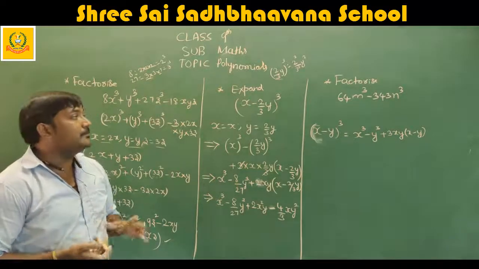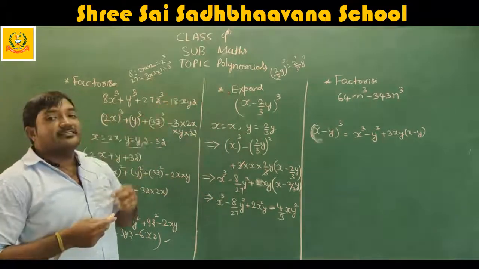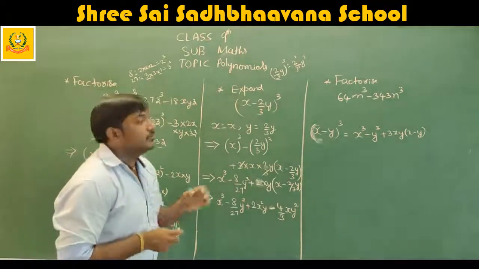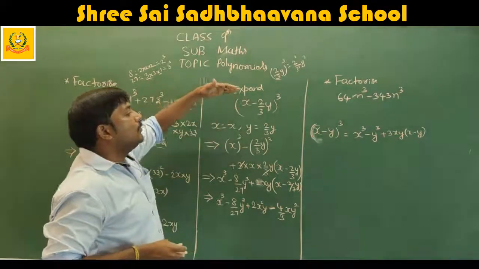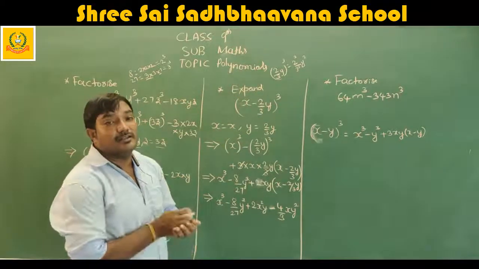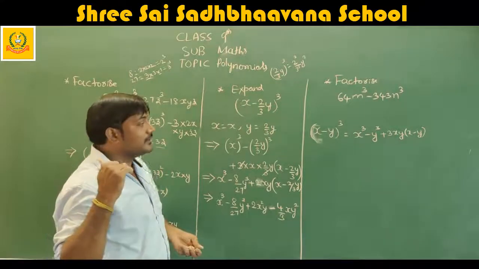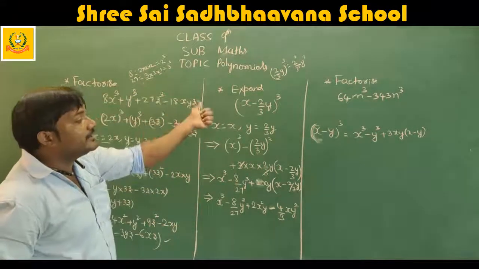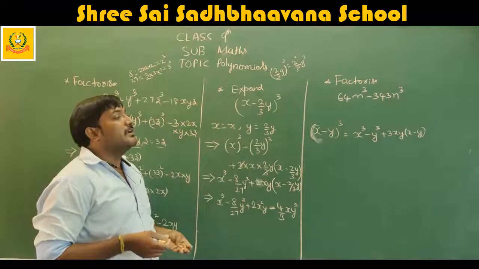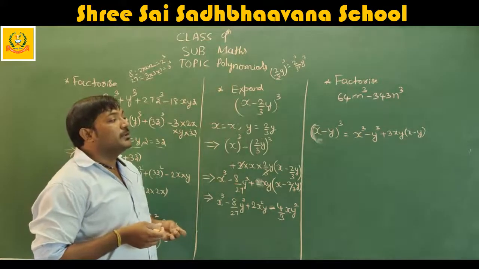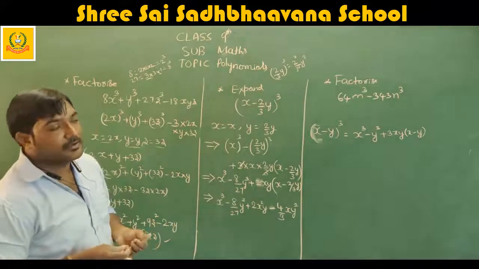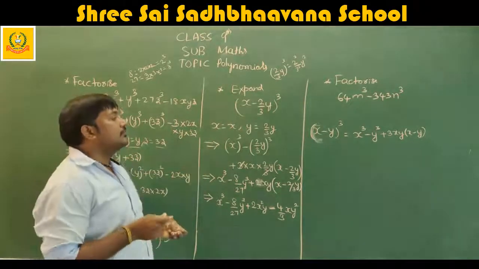I'll just repeat once again. What is the given sum? Expand x minus 2 by 3y whole cube. Isn't it? So that is your sum. So now when you compare this with the identities, whatever we have, I'm not writing all the identities because we already wrote them in the last class. So that's why I'm not writing it. So I'm just writing the identity which is suitable or which can be used for this sum. So that is x minus y whole cube equal to x cube minus y cube plus 3xy into x minus y, because this is the identity which we can use for this sum.